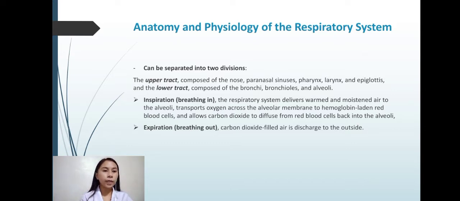The respiratory system is the network of organs and tissues that helps you breathe. It includes your airways, lungs, and blood vessels. The muscles that power your lungs are also part of the respiratory system. And we have here inspiration, breathing in, and expiration, breathing out.